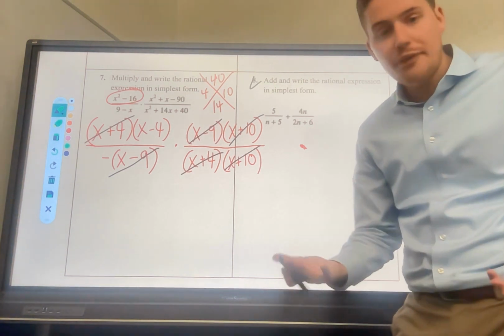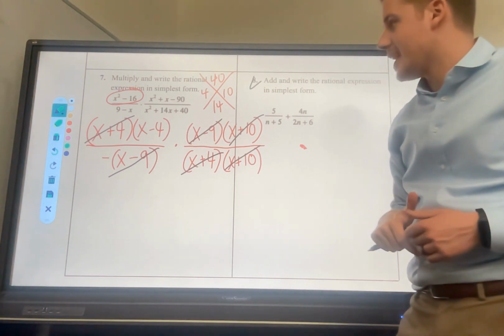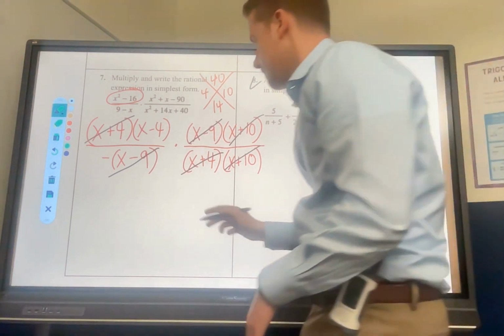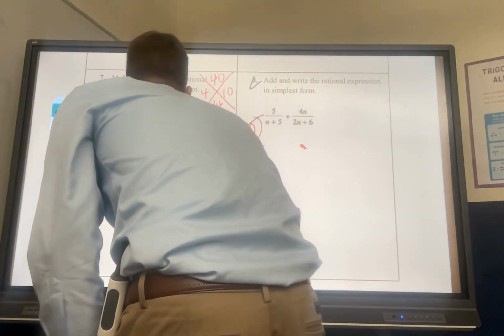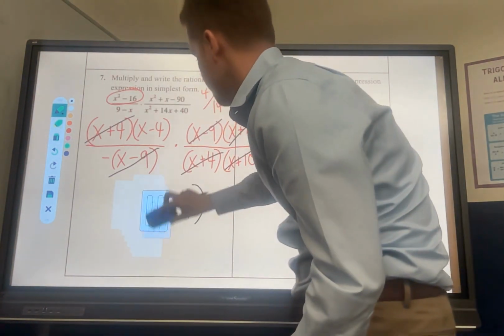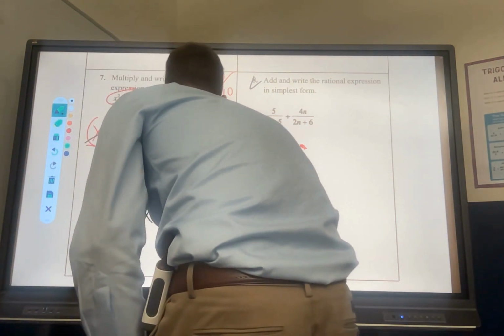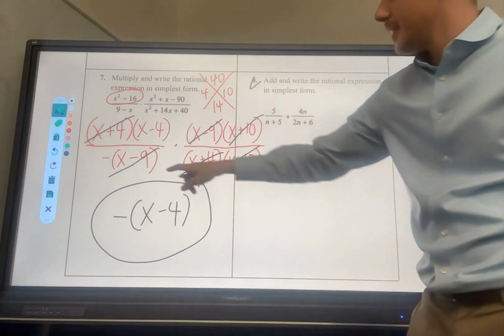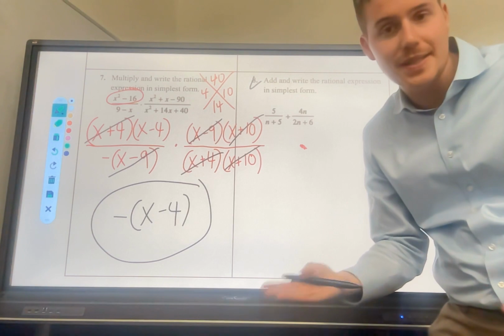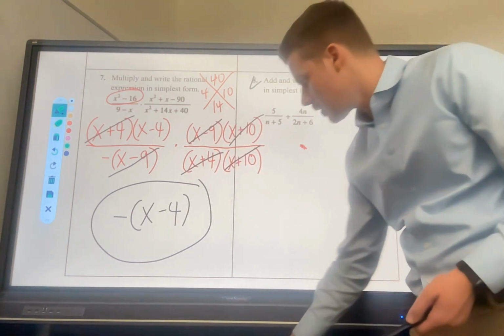And be very careful, what are we left with? Well, we're left with the x minus 4 in the numerator, and we're left with, looks like, a negative in the denominator. So our final answer here is going to be negative x minus 4. Let me write that a little bit clearer. Negative x minus 4. That's the only 2 pieces that are left of this. So once you factor, you cancel out, and you're done. That's how to do question 7. All right, let's move on.